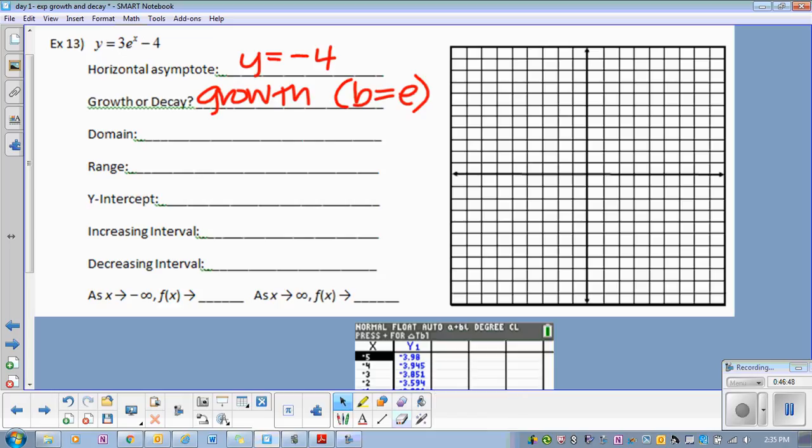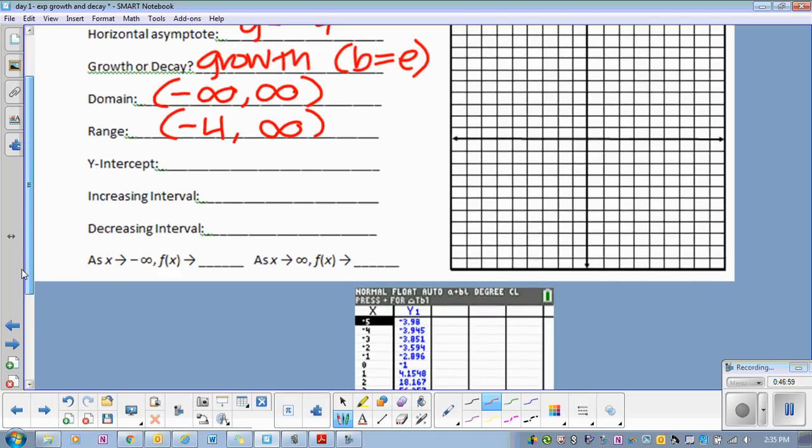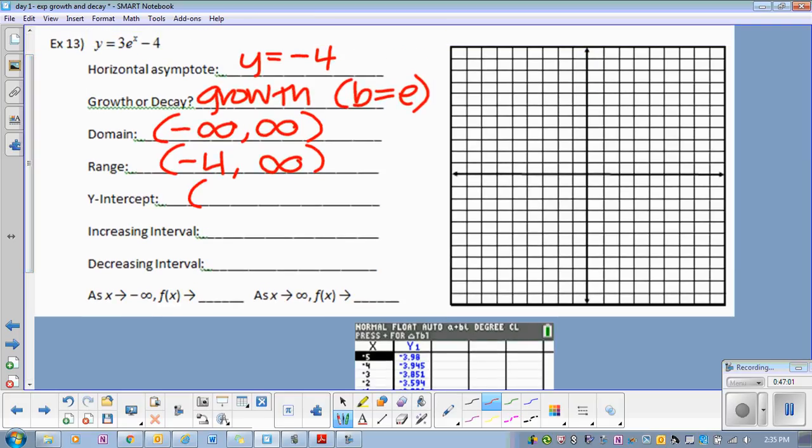Okay, so the domain, good. And your range should be -4 to infinity, yes? Your y-intercept is (0, -1). Yes. Increasing interval from negative infinity to infinity. So there is no decreasing. So your left end behavior is at -4, your right end behavior is going up to infinity.